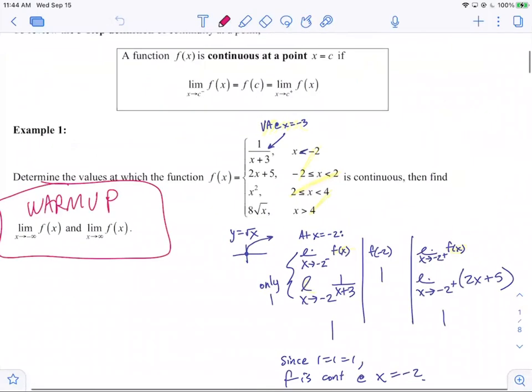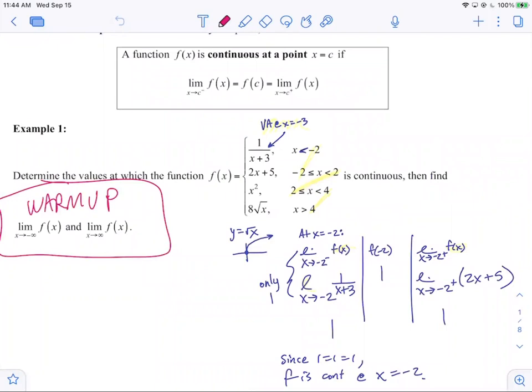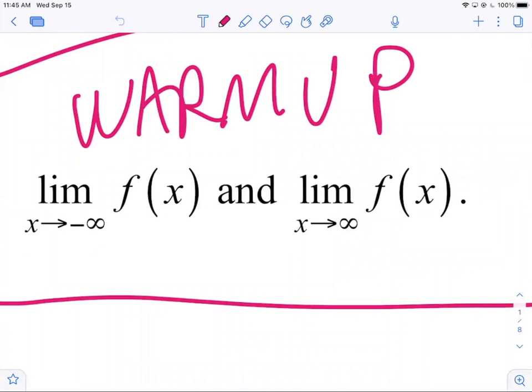Okay, so we did not finish example one. We were reviewing continuity at a single point. For the most part, we did the continuity part, but just to review the end behaviors: you have to make sure you're using the right piece, depending on which x value we're approaching.